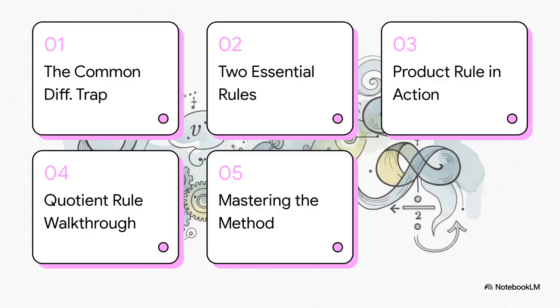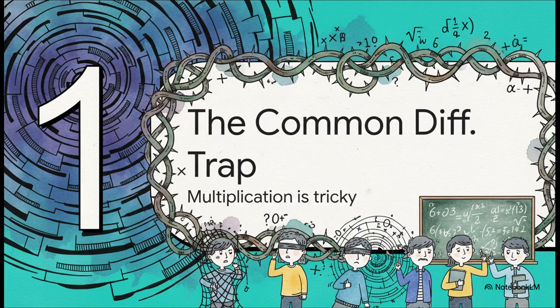So, here's the game plan. We'll kick things off by looking at a very common trap that trips a lot of people up. Then, we'll introduce the two essential rules you need to avoid it. After that, we'll get our hands dirty and walk through a clear example for each rule, step by step. And finally, we'll wrap it all up with the key takeaways to make sure this stuff really sticks. Okay, first things first. Before we even learn the right way to handle multiplication and division, we have to talk about the wrong way. There's a huge, tempting mistake that almost everyone makes at first, so let's get it out in the open and tackle it head-on.